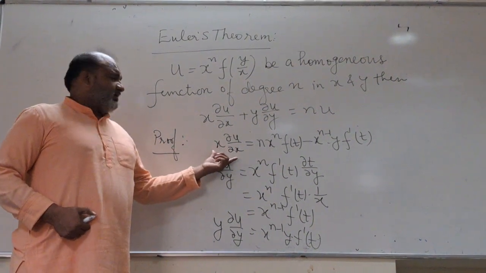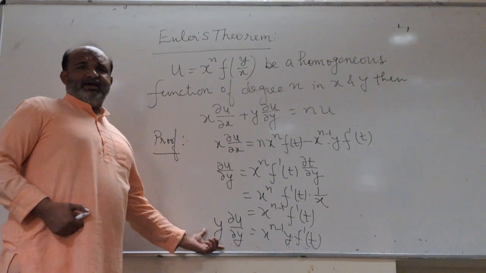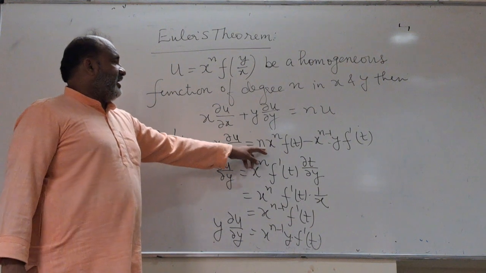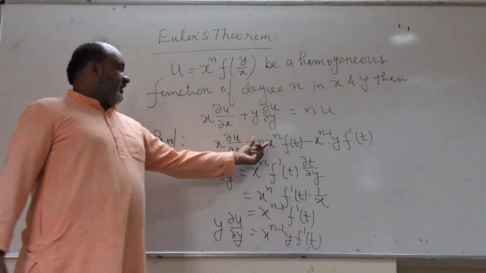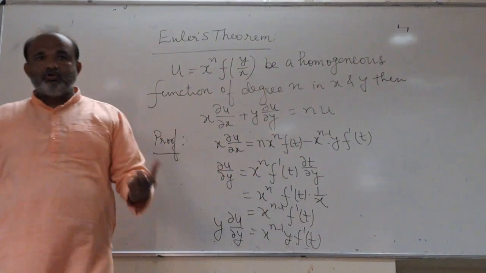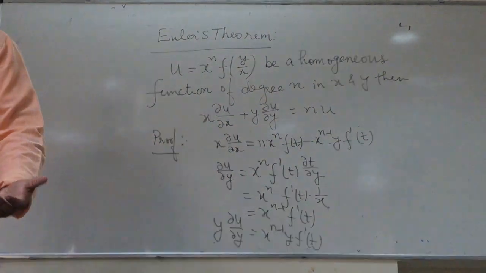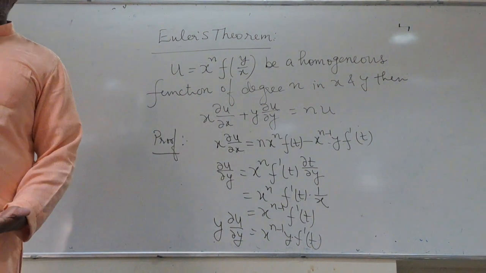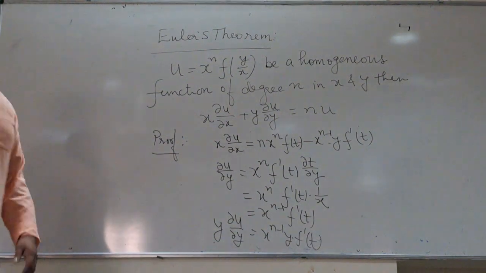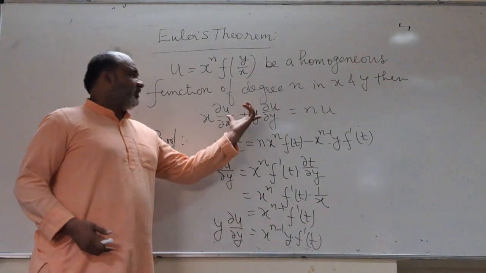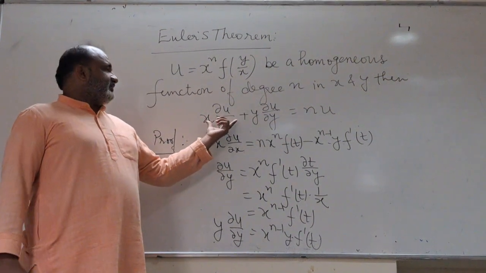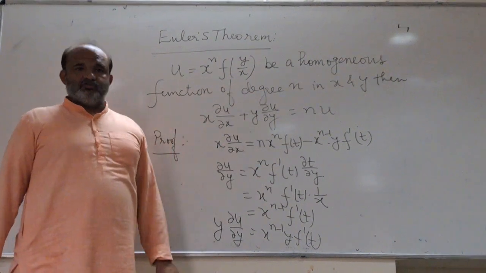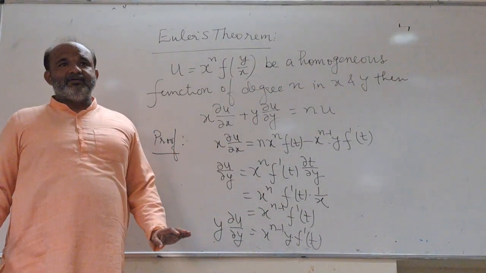Because upon addition of x ∂u/∂x plus y ∂u/∂y, this term will be cancelled out, and what will remain there? n x^n into f(t), and this x^n f(t) is equal to u. So the final result has arrived, that is x ∂u/∂x plus y ∂u/∂y is equal to nu, right? So I am skipping it. You can easily understand that the final result will be x ∂u/∂x plus y ∂u/∂y is equal to nu. Clear to all of you? Fine? Right.